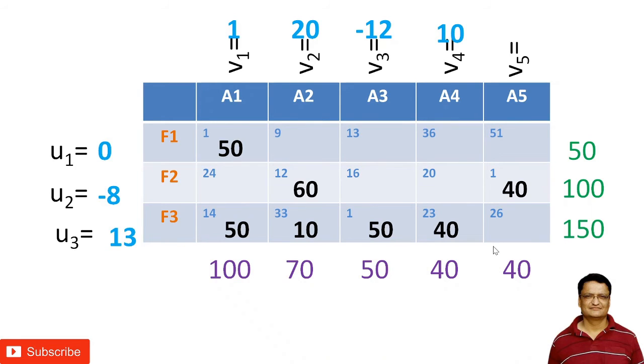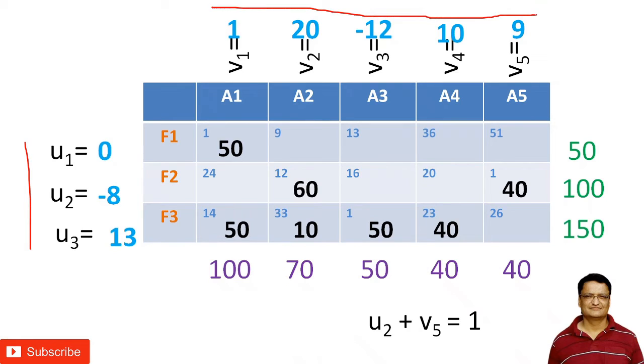Now moving toward the last cell, I can write down for this cell, right? Because I know the value of u2 and I want to calculate the value of v5. So u2 plus v5 is equal to 1. So that gives me the value of v5 as 9. So almost we have got the values for all the 12 variables.